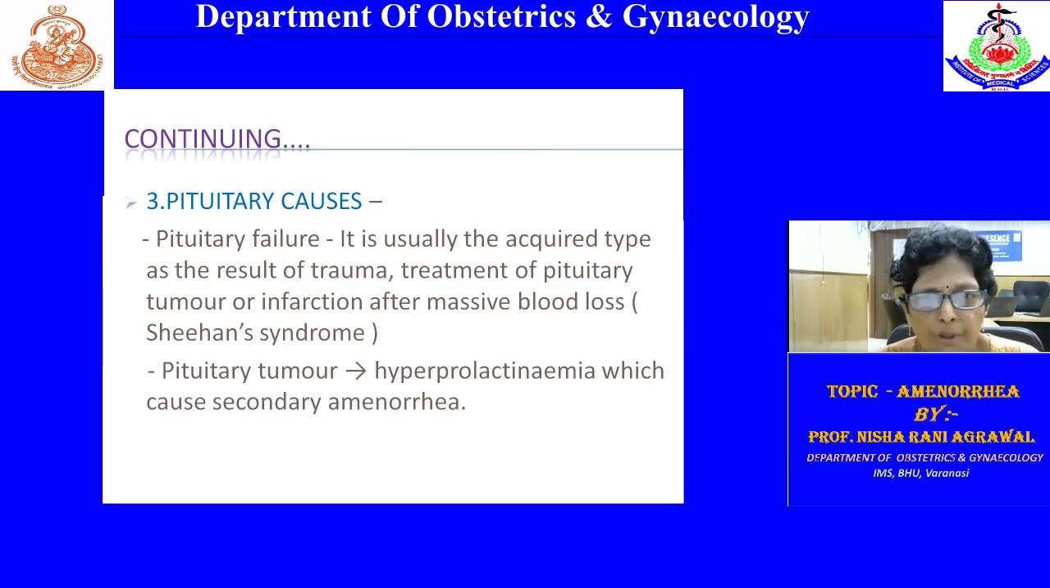Pituitary causes are pituitary failure. It is usually the acquired type as the result of trauma, treatment of pituitary tumors, or infarction after massive blood loss, as is seen in Sheehan syndrome. Pituitary tumor may be a prolactinoma, which causes secondary hyperprolactinemia by pituitary adenoma, which causes secondary amenorrhea.